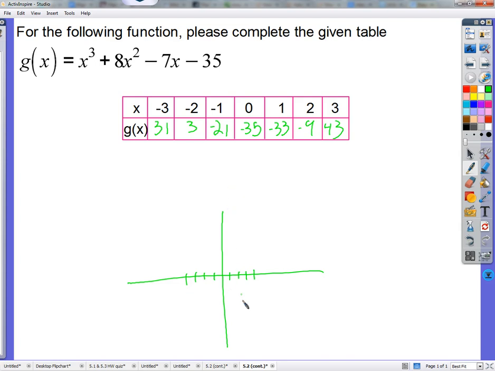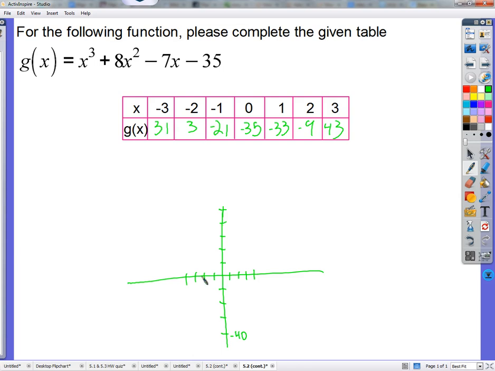Before I plot a point, I should decide how big this y-axis is going to be, what the scale is going to be. If we look at our positive values, there's 43. That's in the positive direction. In the negative direction, we've got negative 35, so that's way down there. So maybe we'll take it in tens and go down to negative 40, so we can get that negative 35, and take it to 50, so that we can get that 43.